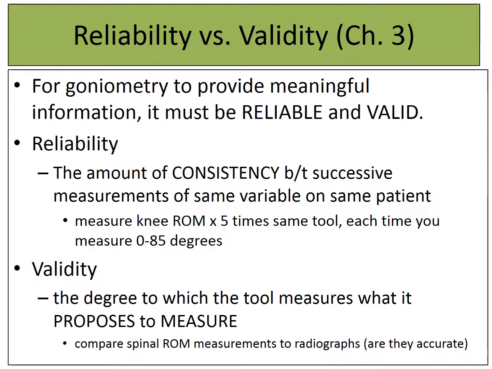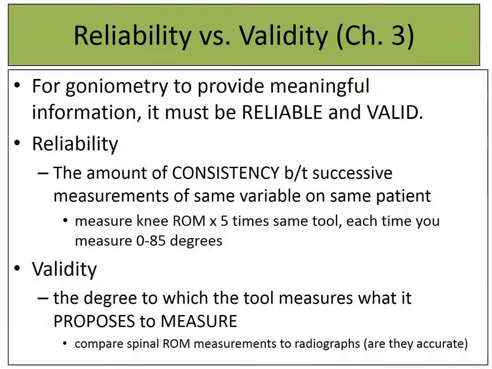For our range of motion or goniometric measurements to be meaningful, they must both be reliable and valid. So if we talk about reliability, that is looking at the consistency of the same person measuring using the same goniometer on the same patient. This would be intra-rater reliability. So if you were to measure knee range of motion 5 times with the same goniometer, and each time you measured 0 to 85 degrees, then you would have very good intra-rater reliability.